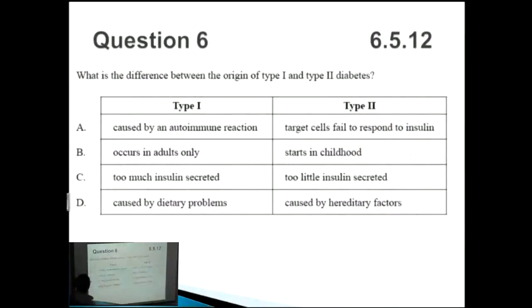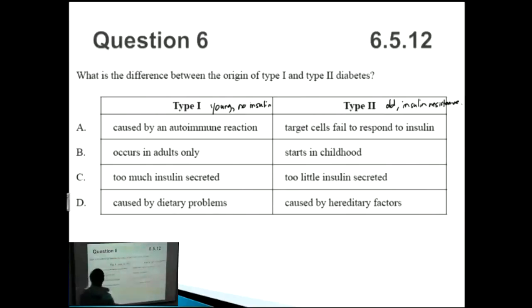Final question. What is the difference between the origin of type 1 and type 2 diabetes? Another diabetes question, and we need to know that type 1, remember, is young people, no insulin. Type 2, old people, insulin resistance. Very important, okay?